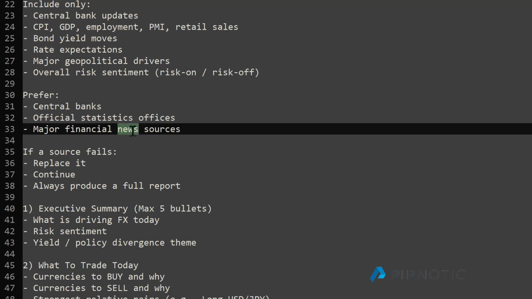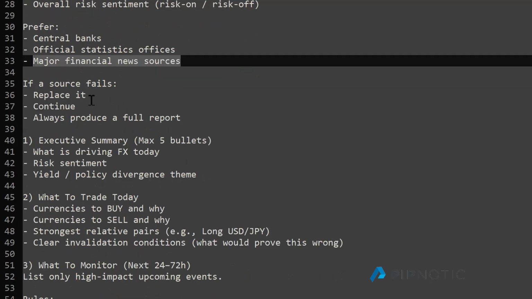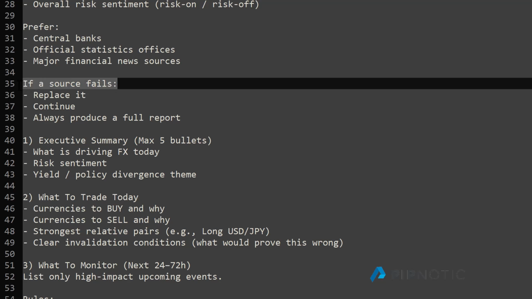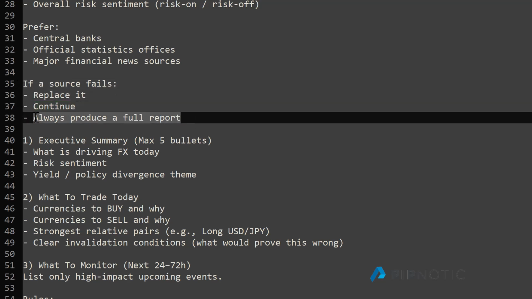And this is important because we have economists who are writing articles about what's going on with the individual currencies and different currency pairs. And I also want to pay attention to this, because this can be quite useful when trying to gauge a bias. And here I have a few things that tell the cron job how to run. If it fails, which it sometimes will, replace it but continue. Always produce a full report.